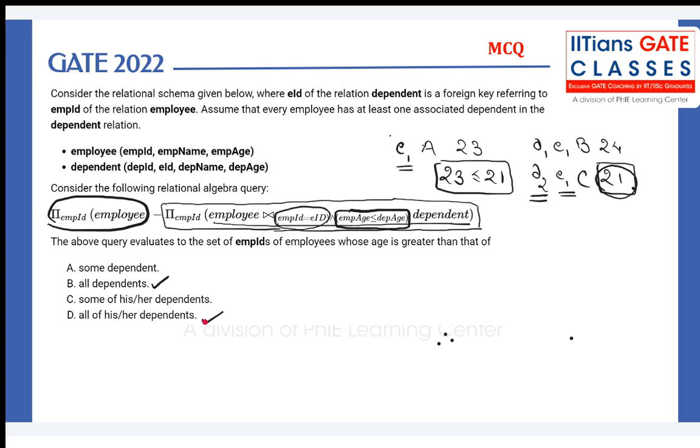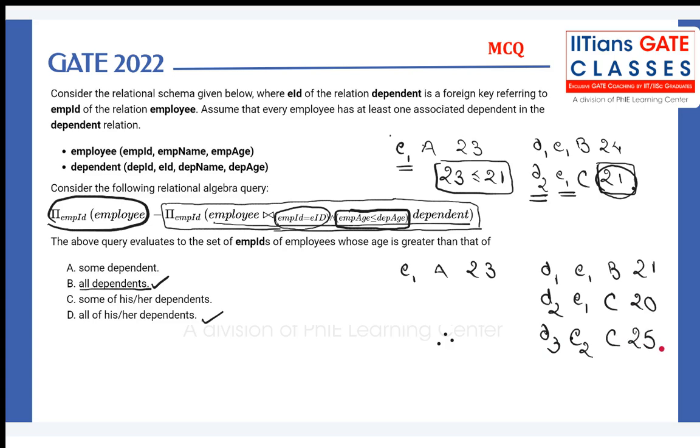This option, if you say it's correct, it means that if an employee is there, E1, and let's say E1 A23, D1 E1 B21, D2 E1 C20, D3 E2 C25. Now, will you get E1 as an output in this case if you consider the whole query?